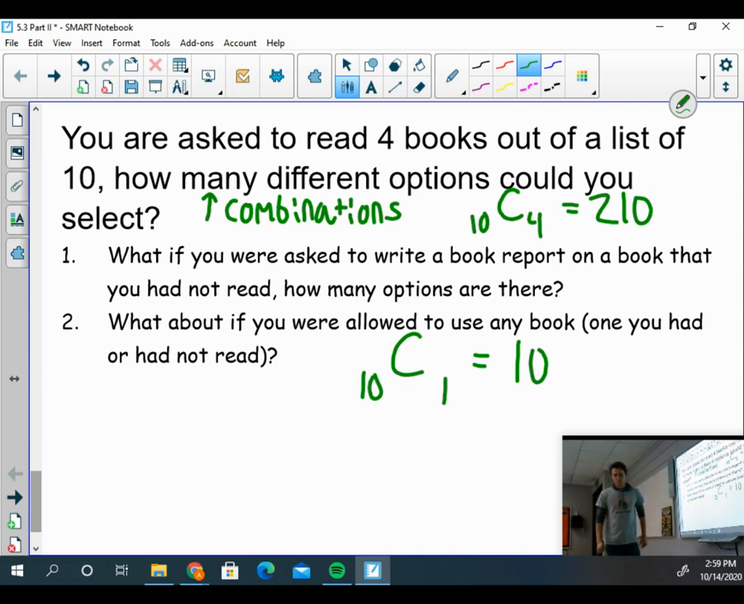10 options. Guys, I hope this introduced to you the importance of tree diagrams. It introduced factorials and all the different potential combinations. And I hope you see within that the difference between order mattering and order not mattering. You are good now to try the 5-3 work.